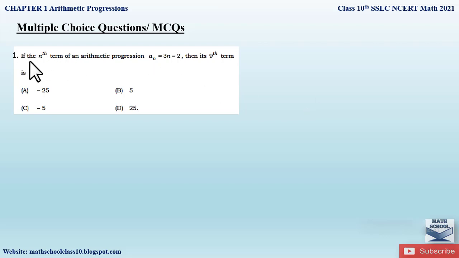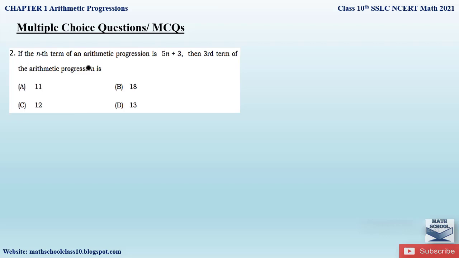Our first question is, if the nth term of an arithmetic progression an is equal to 3n minus 2, then find the ninth term. So here they have given us the value of an and they are asking us to find the ninth term. This is very easy, since they have given us an is equal to 3n minus 2, and since we have to find the ninth term, our n value will be equal to 9. So substituting, a9 is equal to 3 into 9 minus 2, that is 9 3s are 27 minus 2, so a9 will be 27 minus 2, which is 25. So from the given options, option D will be our correct answer.